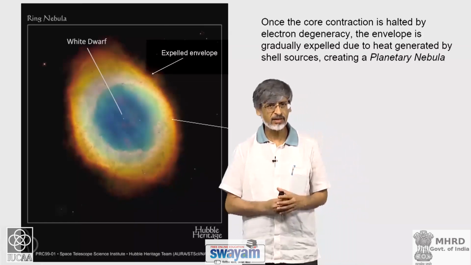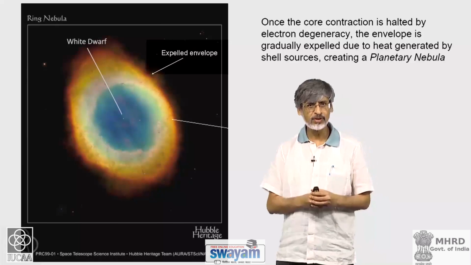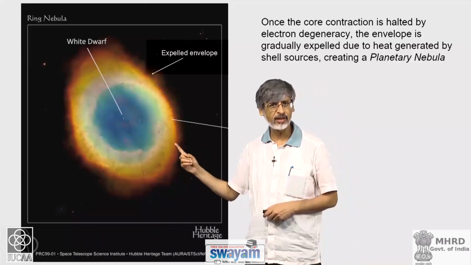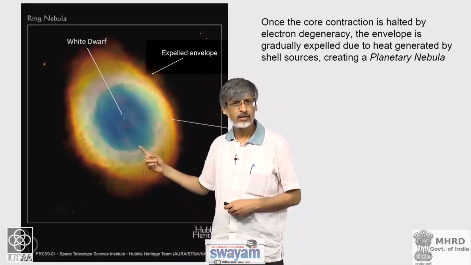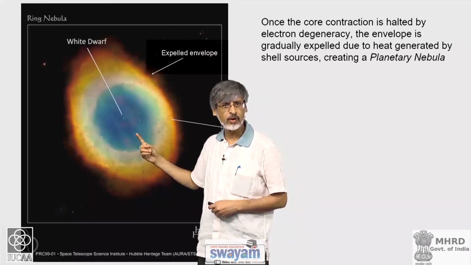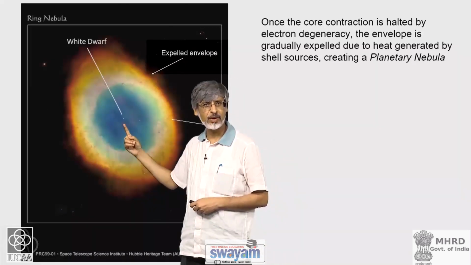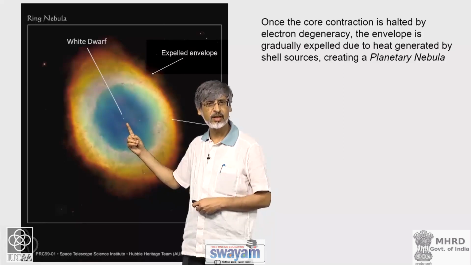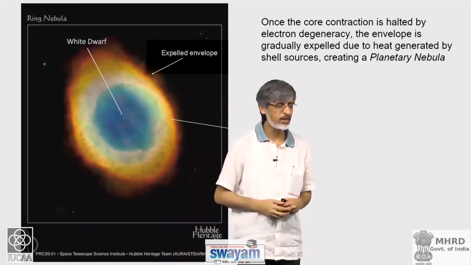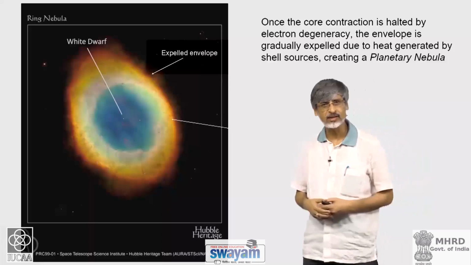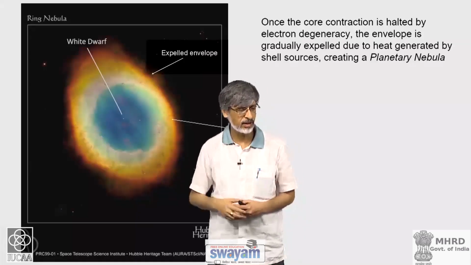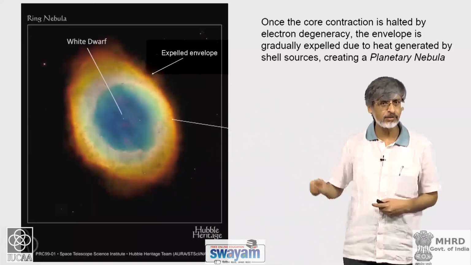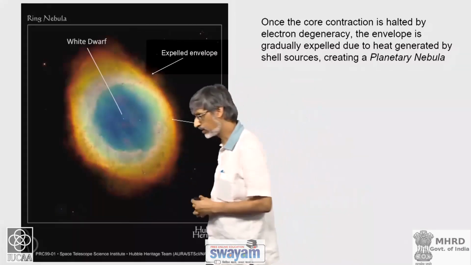So, this matter, which was the envelope of this star, has now been expelled and expanded quite a bit. At the center, the core has collapsed to form a dense compact star called a white dwarf, and the radiation from this white dwarf is now exciting this envelope, which is emitting because it is excited and ionized by the radiation coming from the white dwarf. The envelope material is excited and ionized by the white dwarf, and that radiation gives you this beautiful ring nebula.